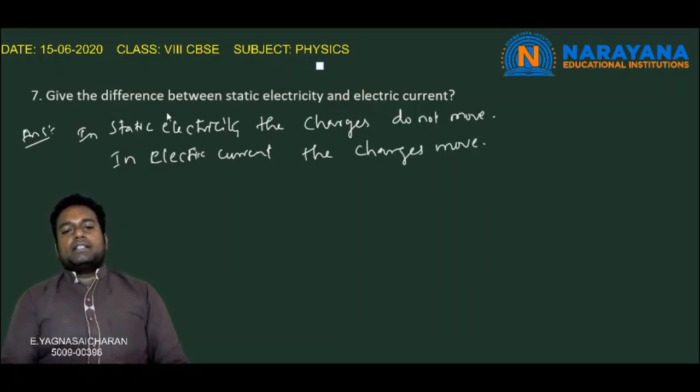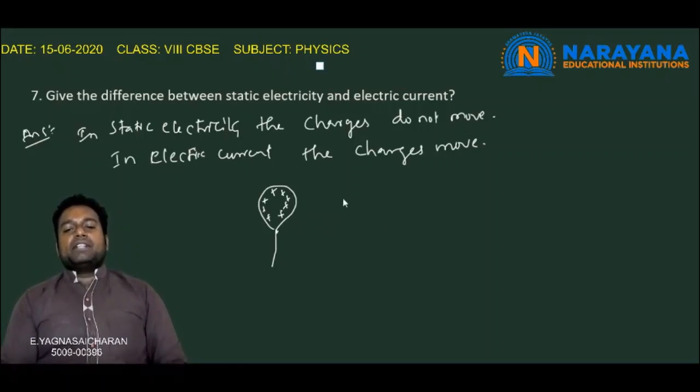So let us consider a simple example. For example, let us say there is a balloon. When we rub this balloon with the skin, the balloon will get positively charged. So whatever the charge is there, the charge will be completely resting on the surface of this balloon.